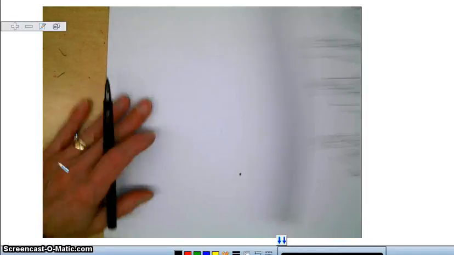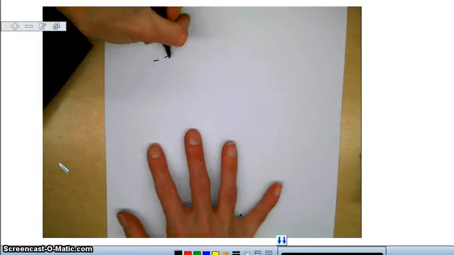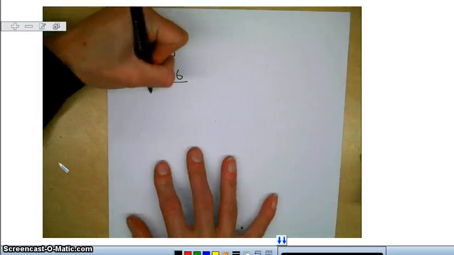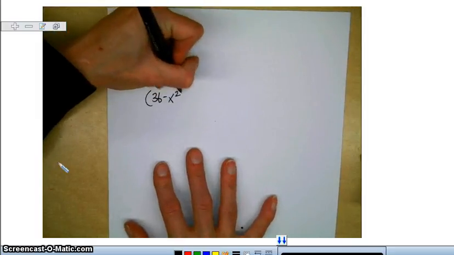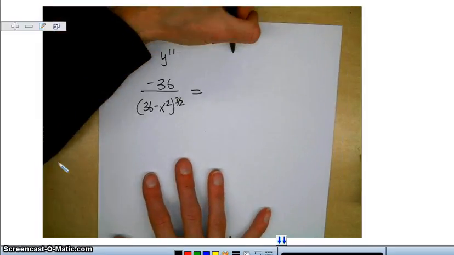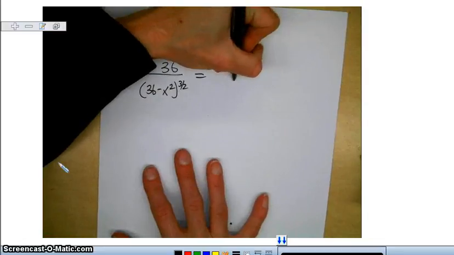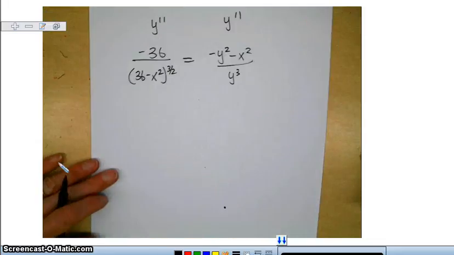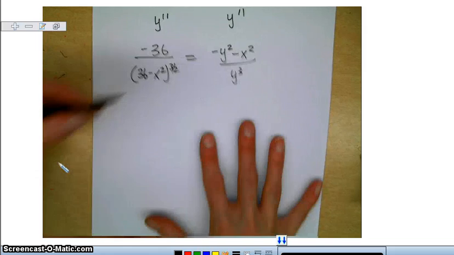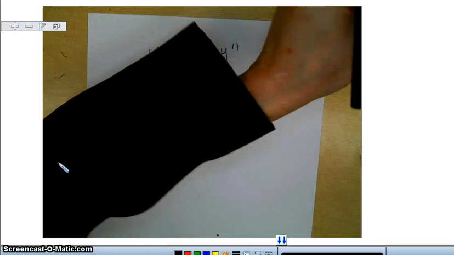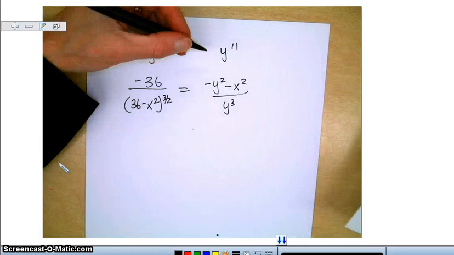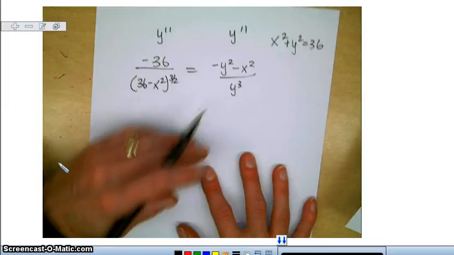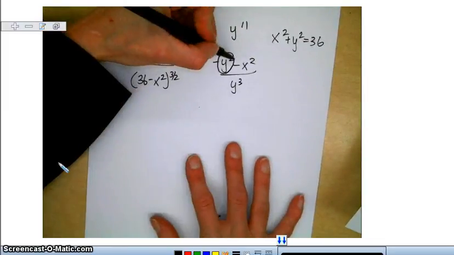So we need to see how on earth negative 36, here's y prime prime, is going to look like this. This is a good question. Some of you are like, oh, I don't like this stuff. But this is good. This is real math. Back up here, here's the original function, x squared plus y squared equals 36. What could I replace the y squared with?